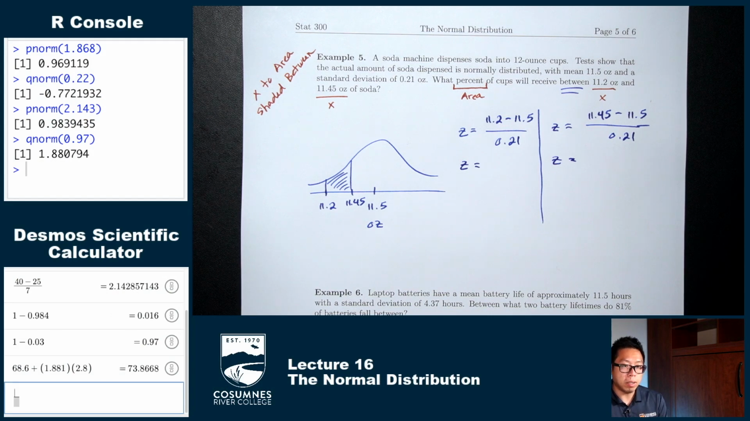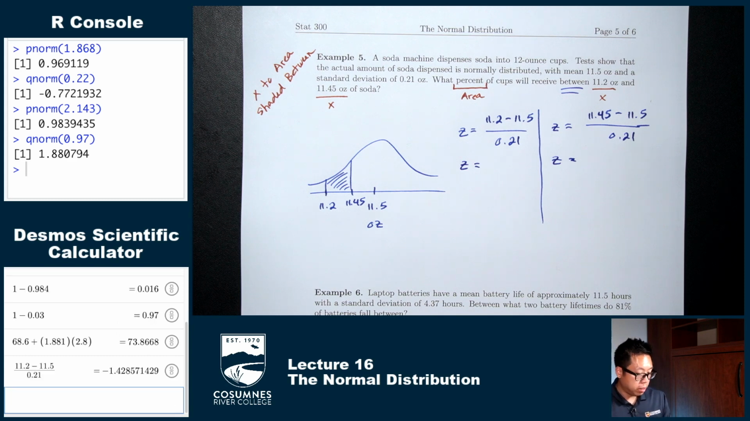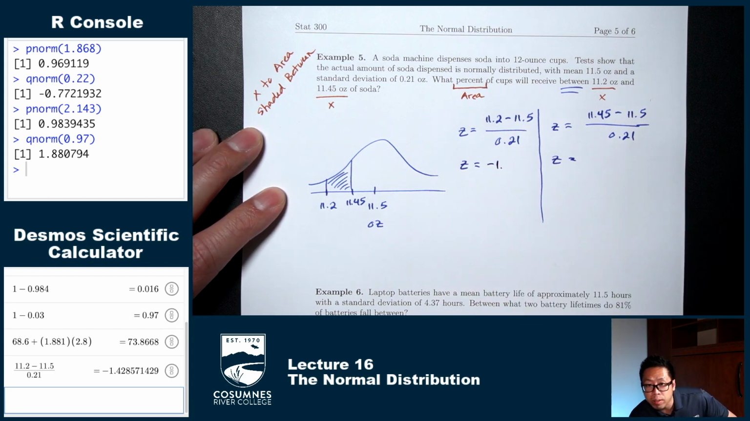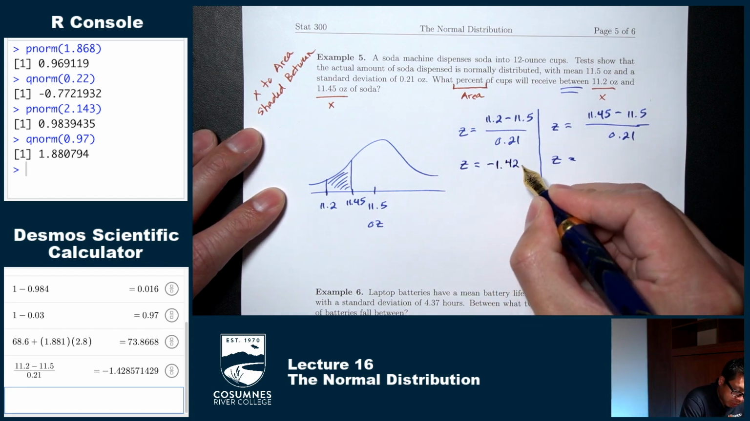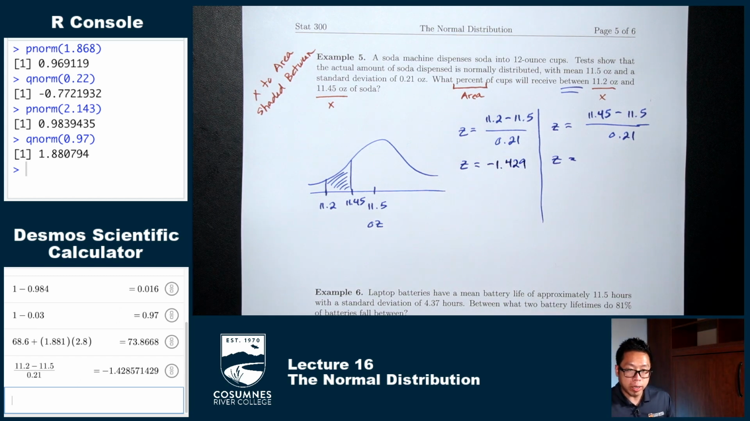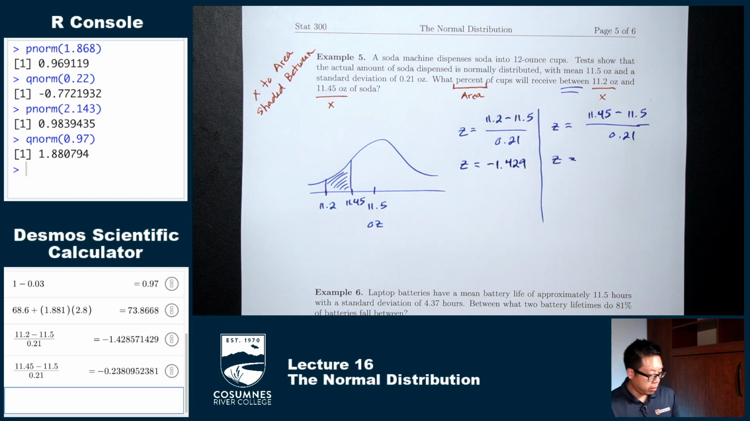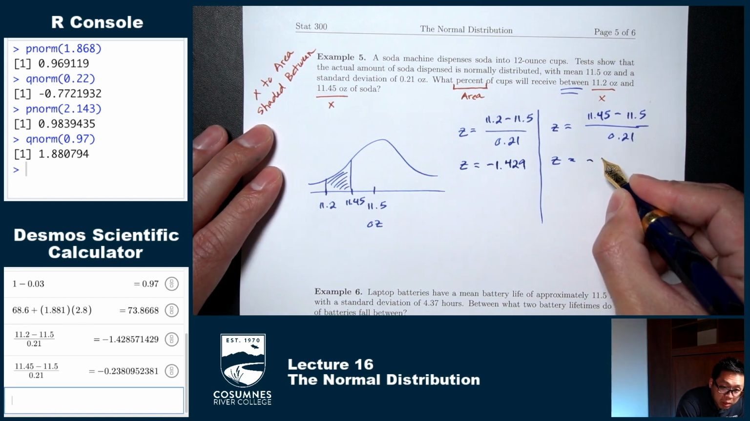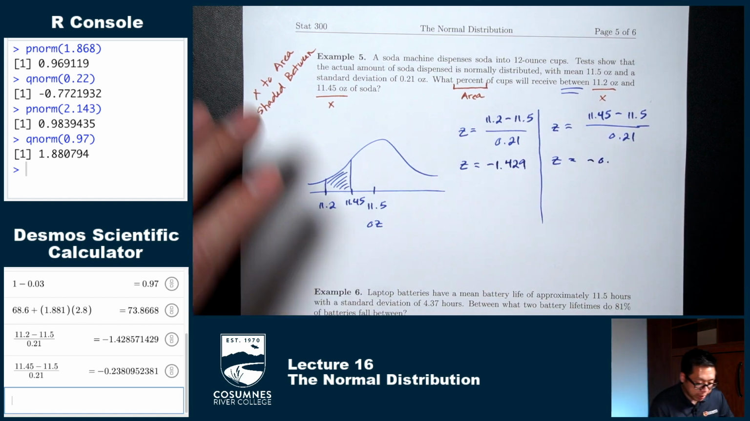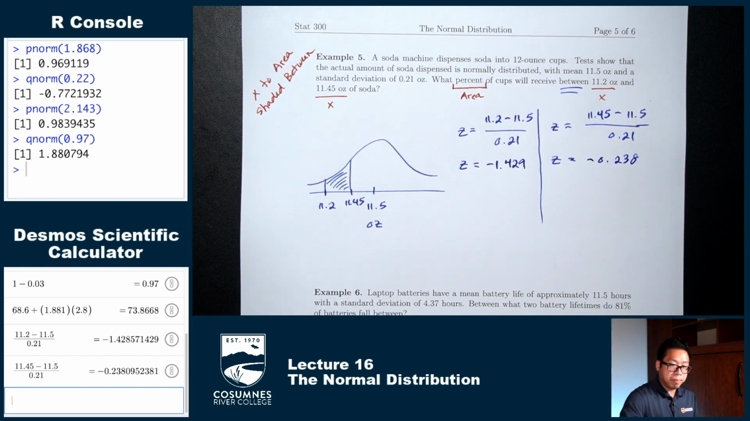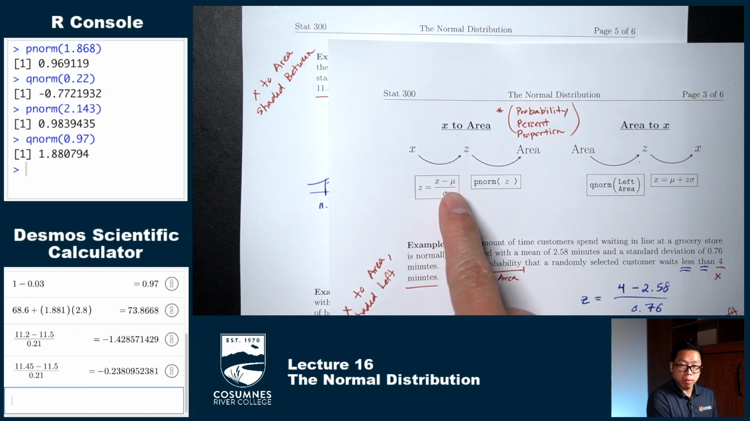Okay, so the left one, 11.2 minus 11.5 on top over 0.21. Round to 3 decimal places, this is negative 1.429. Okay, the z-score for the other x, up top 11.45 minus 11.5 over 0.21. That is negative 0.238. Okay, so we just did the first step, which is the z-score for both of the x's.